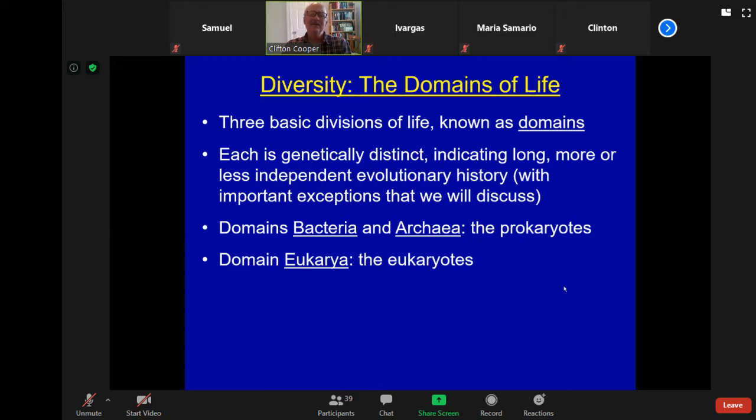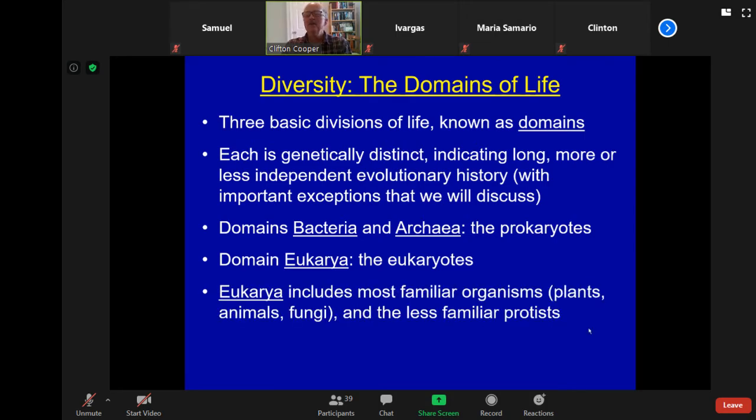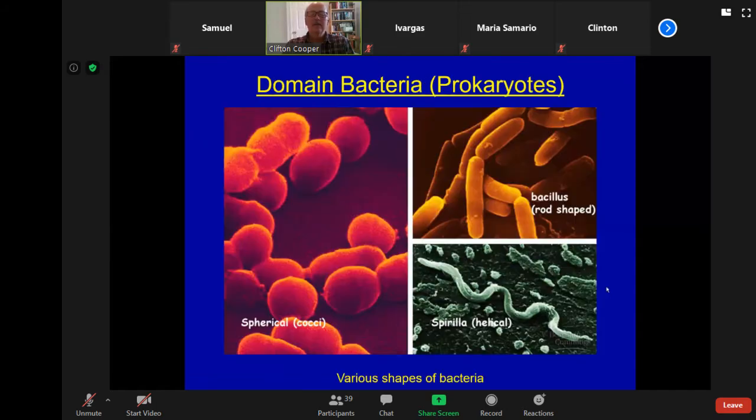So they've had very long independent evolutionary histories, making them very different from each other, even though the bacteria and archaea superficially look about the same. As we study them, we find they're not. Now, Eukarya, that has basically all of the familiar life forms in it. If you just look out the window and you look at life forms out there, everything you're going to notice will be in this category.